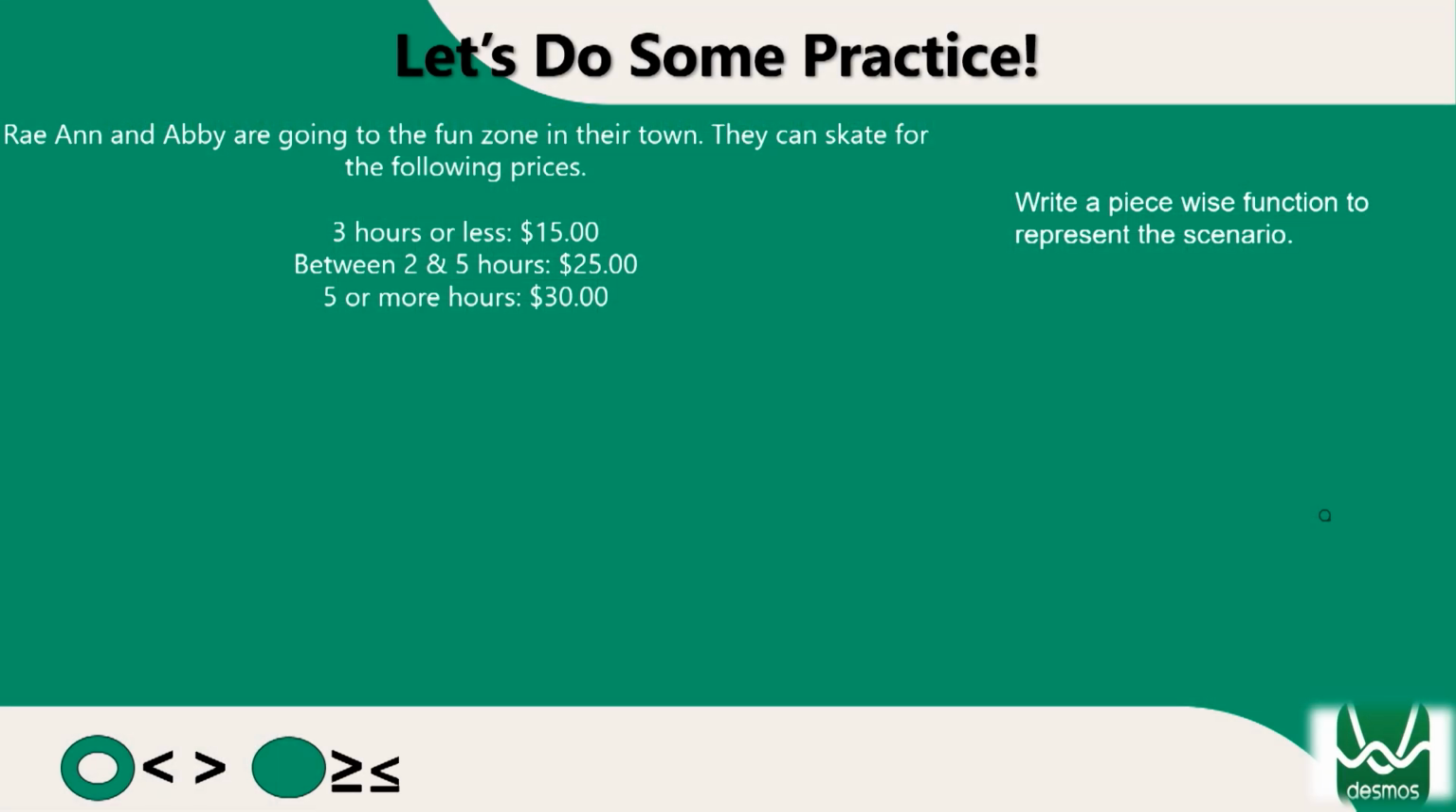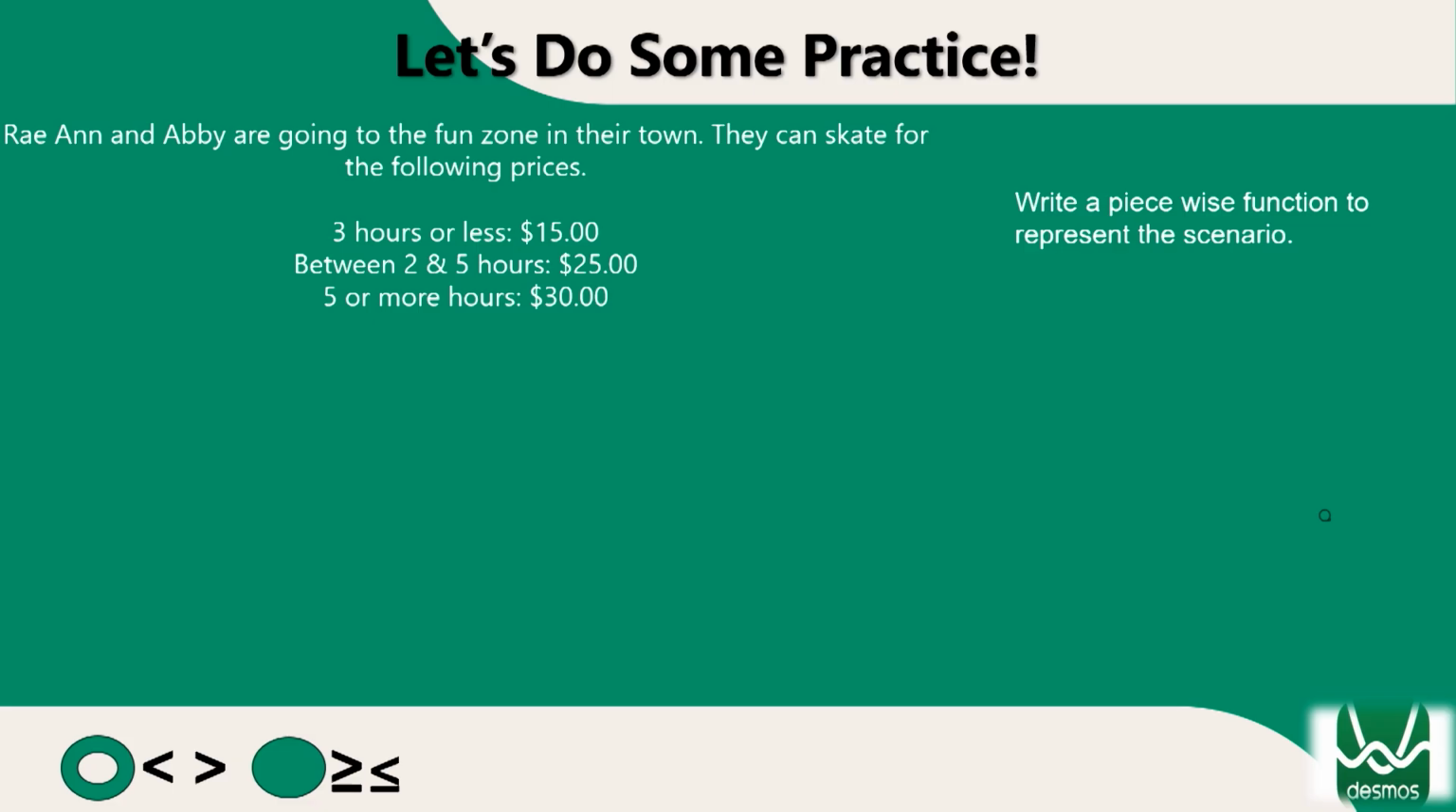All right, so let's do some practice. Rayan and Abby are going to the fun zone in their town. They can skate for the following prices. 3 hours or less is $15. Between 2 and 5 hours is $25. And 5 or more hours is $30. Now, write a piecewise function to represent the scenario.